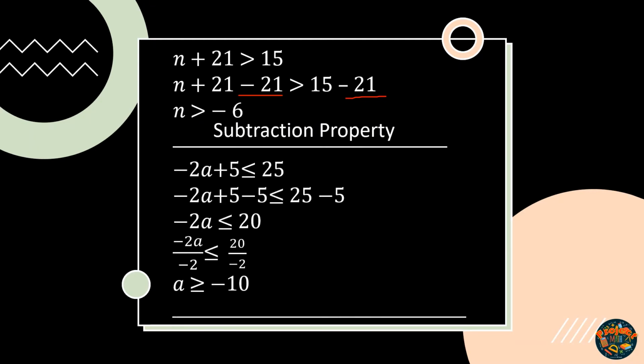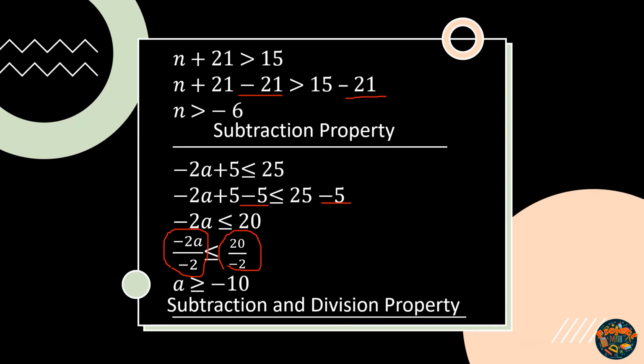Another is we have negative 2a plus 5 is less than or equal to 25. In here, we have subtracted both sides of the inequality by 5 and then divided both sides of the inequality by negative 2. So, we used subtraction and division property.